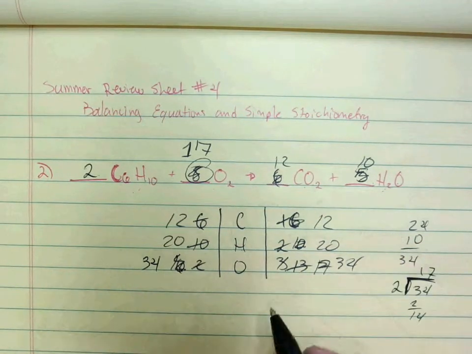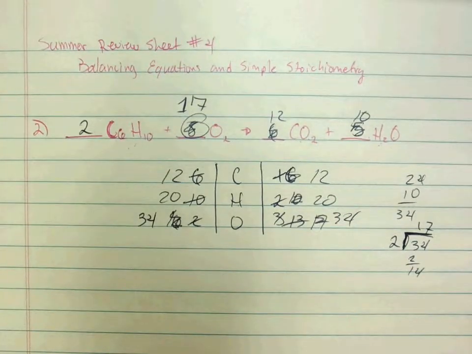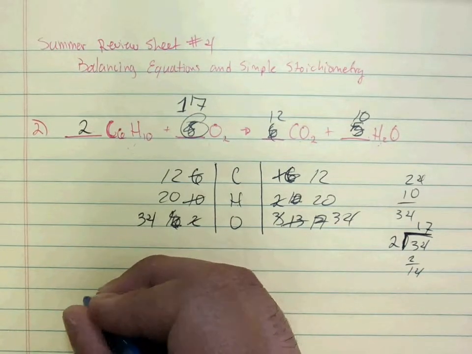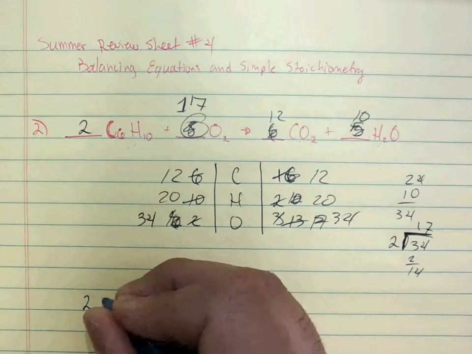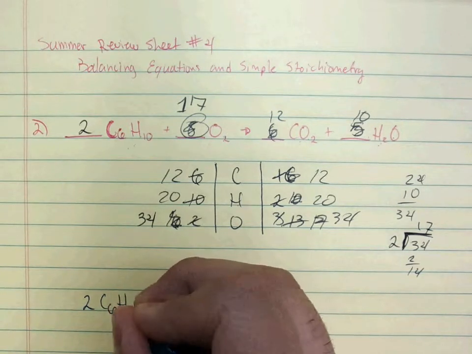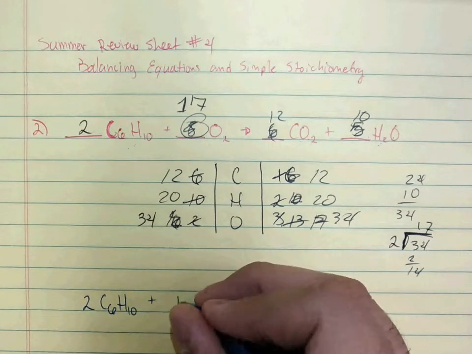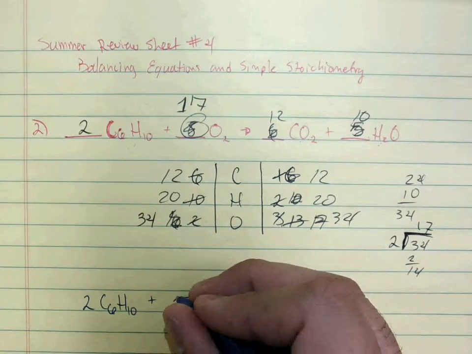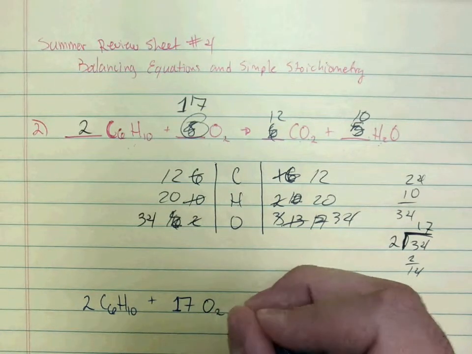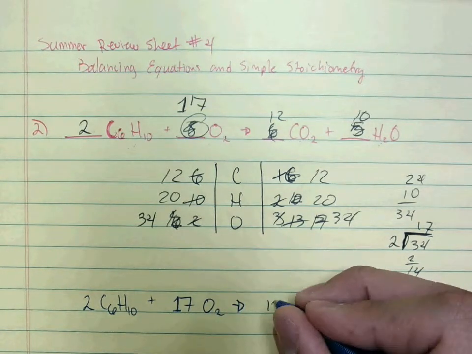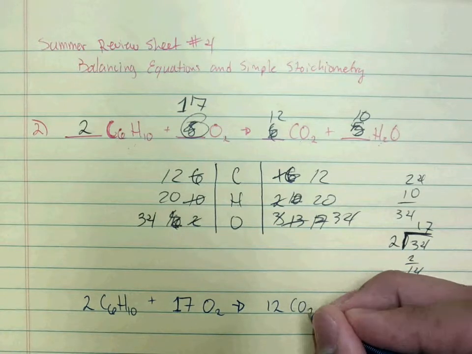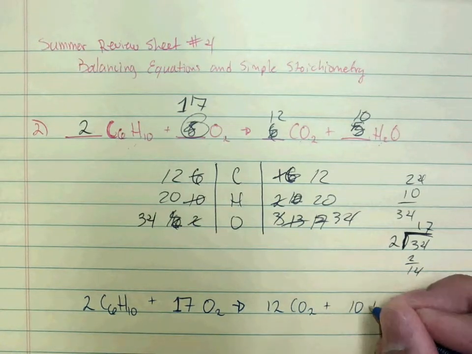Let me clean this up. This is a bit of a mess. So I'm going to have 2C6H10 plus 17 O2s, yielding 12 CO2 plus 10 H2O.